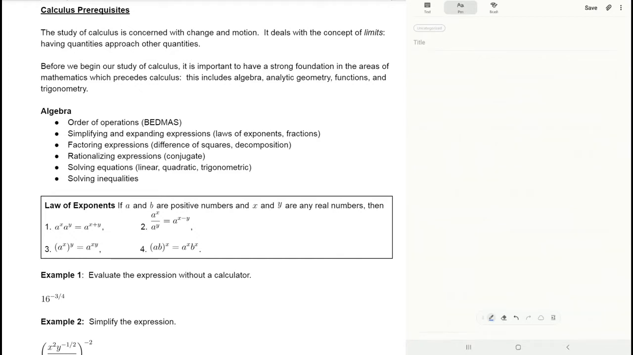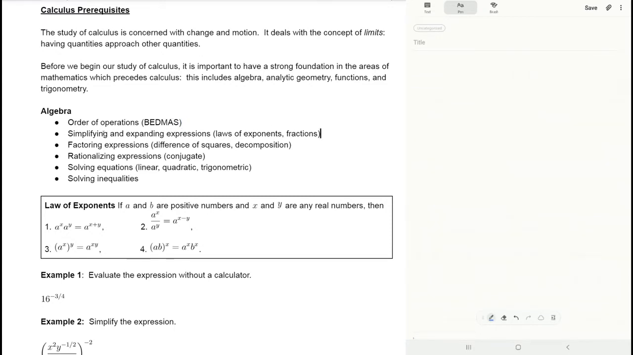So the first area of math that we'll look at is algebra. So here I've listed the order of operations. Here we want to know what the convention is for performing certain operations. And a mnemonic that is commonly used is BEDMAS. So we perform brackets first, and then exponents, then either division or multiplication, and then either addition or subtraction.